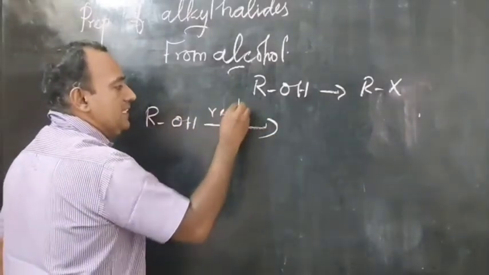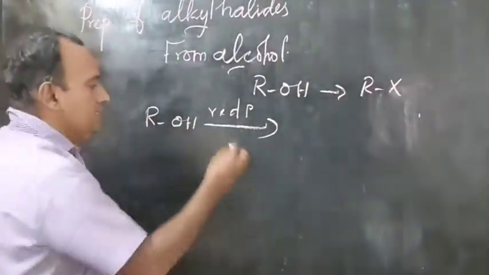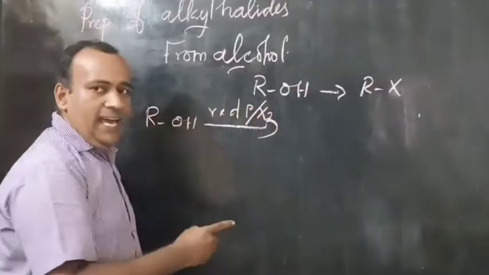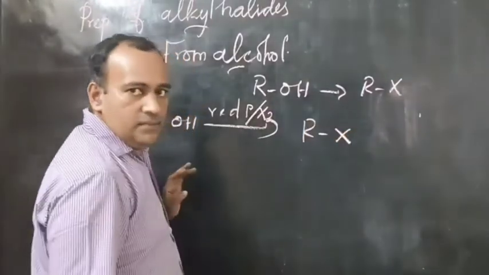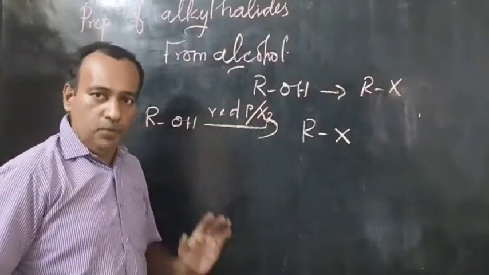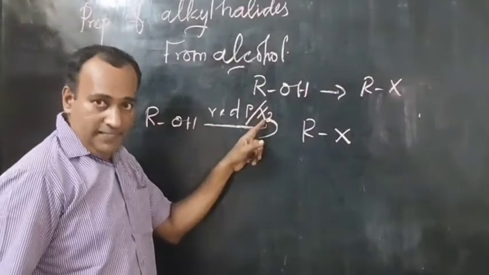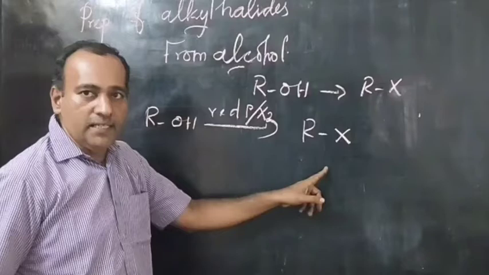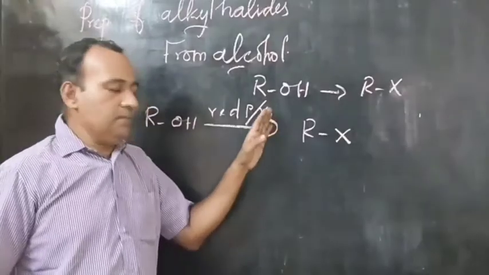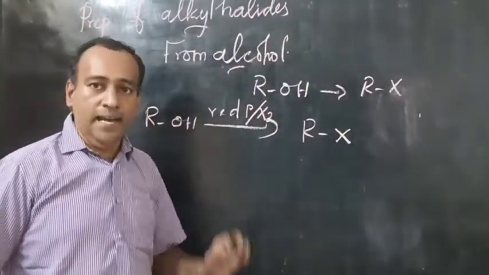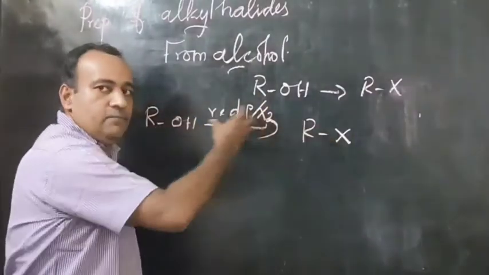One of the important methods is when an alcohol is heated with red phosphorus. When alcohol is heated with red phosphorus in the presence of a particular halogen, the alcohol will be converted into RX. The X may be chlorine or bromine. If you are getting chlorine, you will get RCl. If you are getting Br, then we are getting RBr. So alcohols when heated with red phosphorus in the presence of halogen give alkyl halide. This is one of the methods of preparation of alkyl halide from alcohol.